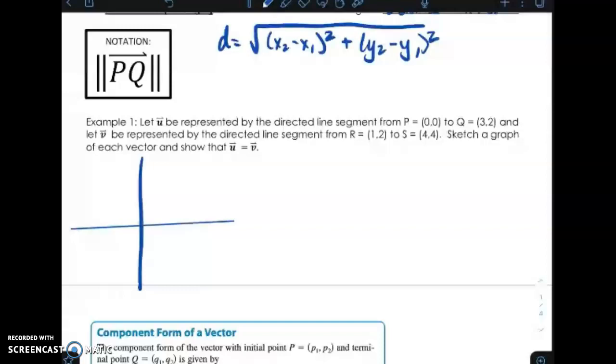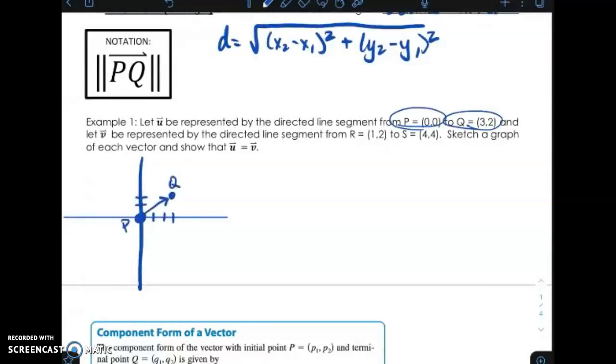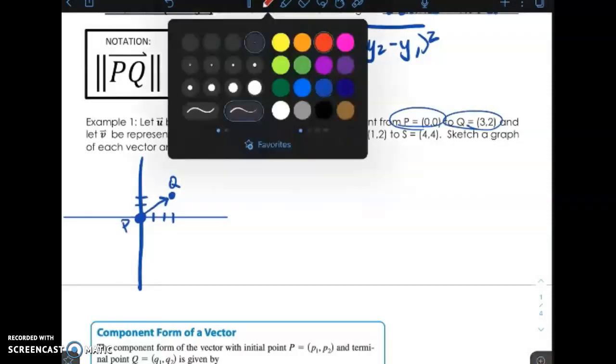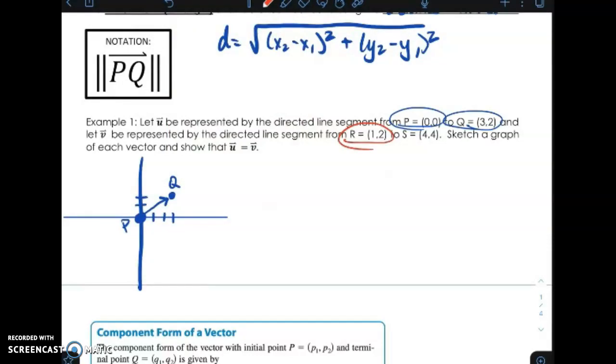So the first one goes from (0, 0) to (3, 2). We're going to plot that. (0, 0), (3, 2) is the first vector. I'm going to label that P and Q. And then the next one starts at (1, 2) and goes to (4, 4). So we can see they look to be about the same size. That is R and S, and they look parallel. They are pointing in the same direction.